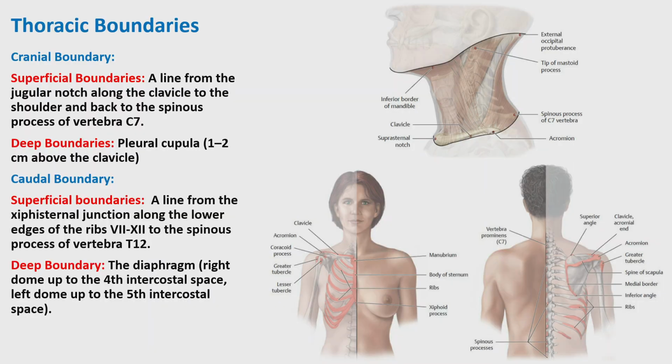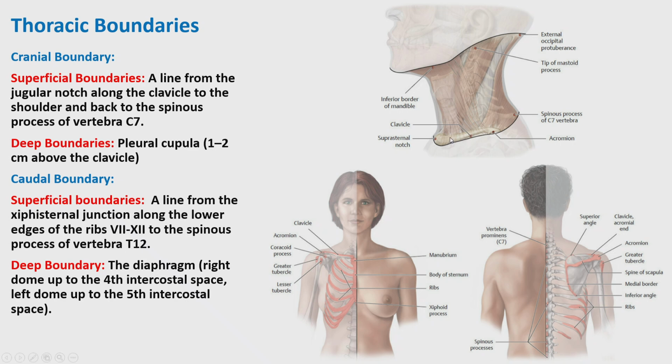So as usual, when we are talking about the topography, we have to talk about the borders and boundaries. The superficial boundary is between the neck and the thorax, so it means the superior or cranial boundary is the line that starts from the jugular notch, goes over the clavicle, and goes to the shoulder region, back to the spinous process of C7.